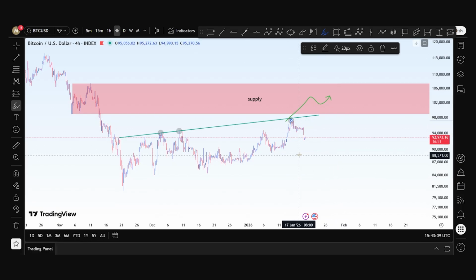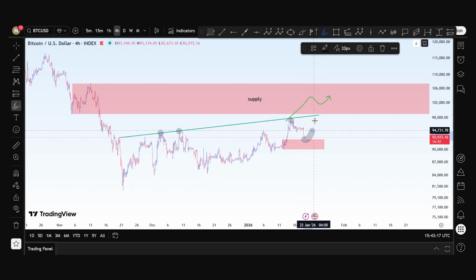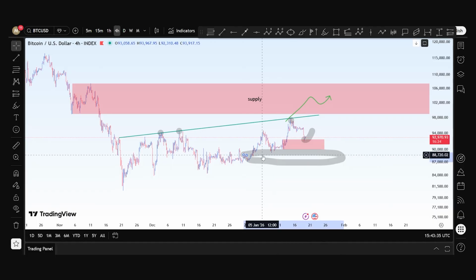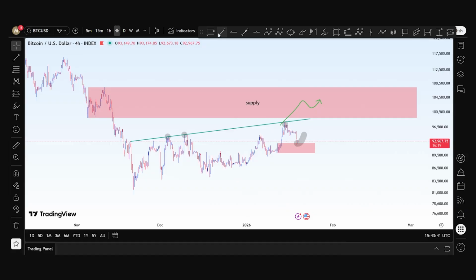And now I think, if we don't see some type of reaction from here and start going up again, I think we are going to visit this area at, as I said in the last video, from 88 to 85k. But for now, we cannot say we are going to these levels until we break this demand zone, because here we have a demand zone. Anyway, this is about Bitcoin.